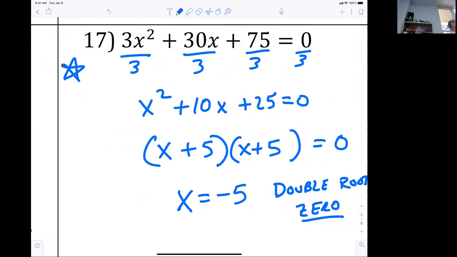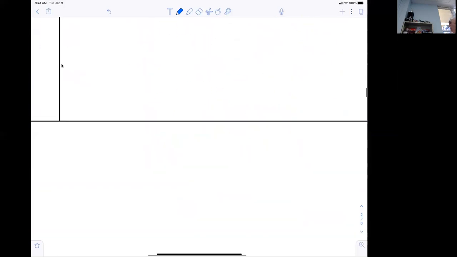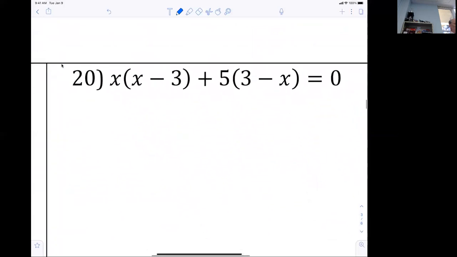So 75x. Well, it changes the problem. We're going to get to all the bases. All right, don't worry about it. I promise you. All right, here we go on the next one.